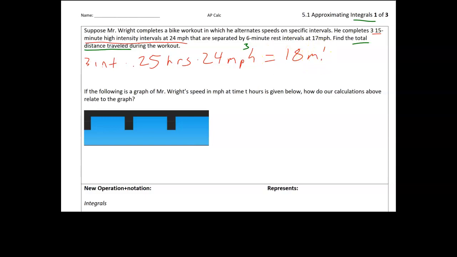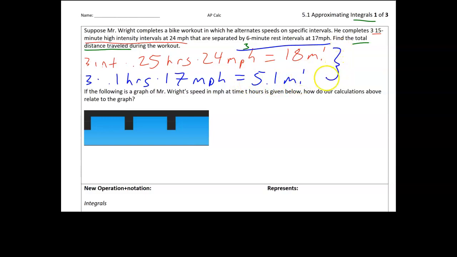And then we will do the rest intervals. So we have 3 6-minute rest intervals at 17 miles per hour. So we'll do 3 times 0.1 hours. That's 6 minutes is a tenth of an hour, right? Times 17 miles per hour, which is 5.1 miles. And that makes sense because they're shorter and we're going slower. That would be smaller than 18. So my total is 23.1 miles total.